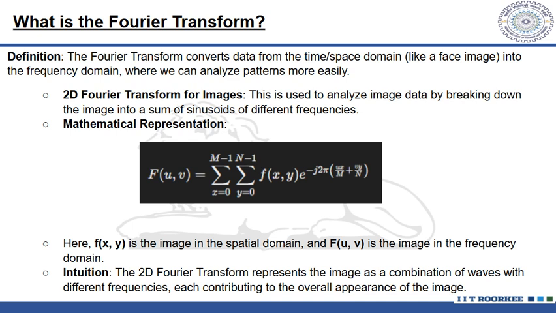Now, what is the Fourier transform? The Fourier transform converts data from the spatial domain, such as an image, into the frequency domain. For images, we use the 2D Fourier transform. It's represented by the equation as you can see here. Here, f(x,y) represents the original image in the spatial domain. F(u,v) represents the image in the frequency domain, and u and v are the frequency components. So, this transformation breaks down the image into a combination of sinusoidal waves with different frequencies, making it easier to analyze.